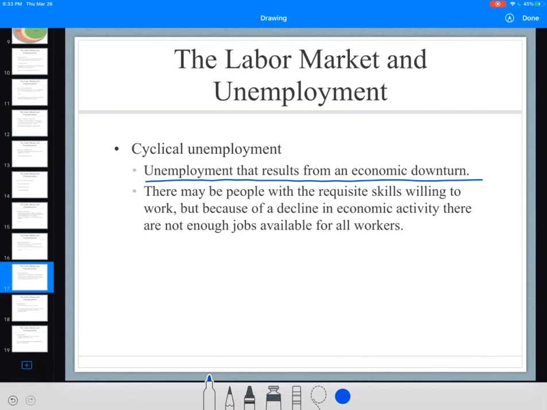So there's lots of people with skills. There's lots of people who would love to find a job. But if employers are not looking to hire people because the economy stinks, that's what we call cyclical unemployment. So again, these people who are unemployed have skills and they're willing to work. But because of the decline of economic activity, there are no employers looking for them.